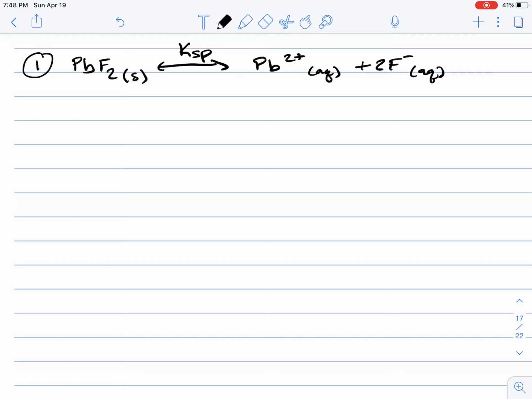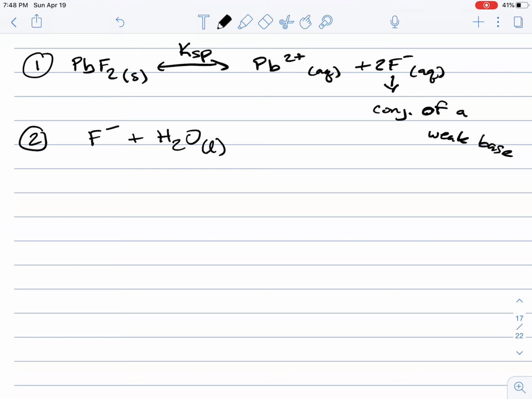Now, if you guys think about the composition or the nature of fluoride, fluoride is the conjugate of a weak base. And so if you produce the conjugate of a weak base, then you actually will get a second equilibria or second chemical reaction that's going to occur. Remember that the conjugate of a weak base can react with water to produce OH minus and the conjugate acid, which is a weak acid.